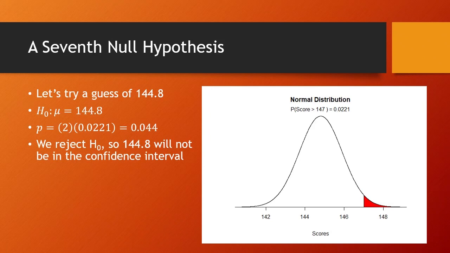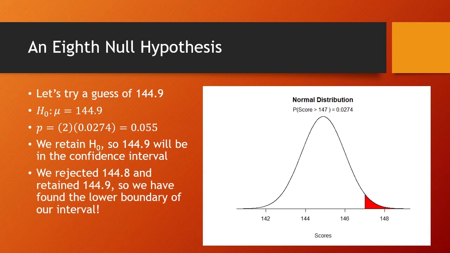Let's try 144.8. This gives us a p-value of 0.044. That's less than 0.05, so we reject 144.8. Let's try right in between 144.8 and 145. Let's try 144.9. That gives us a p-value of 0.055. We retain 144.9. So we rejected 144.8 and retained 144.9. We have now found the lower boundary of our interval. So let's put this all together in a confidence interval.